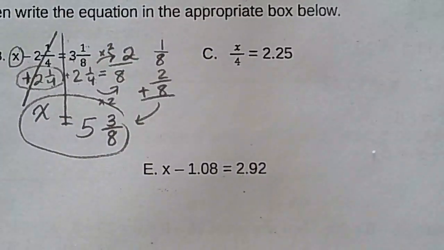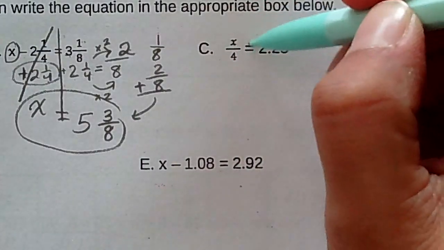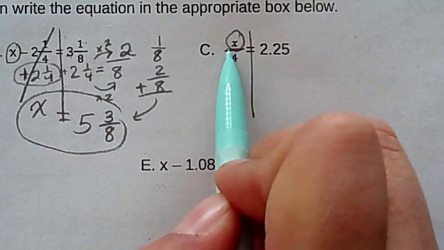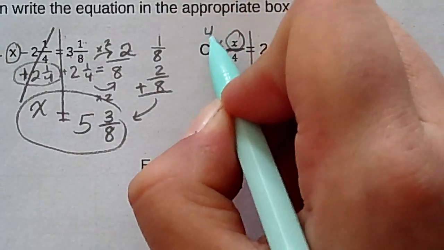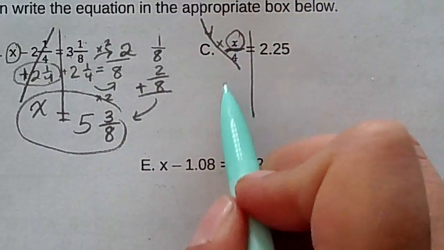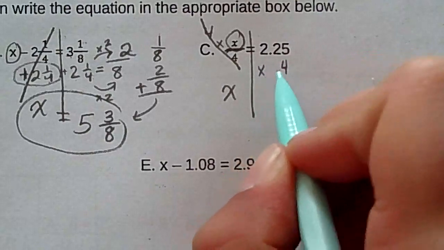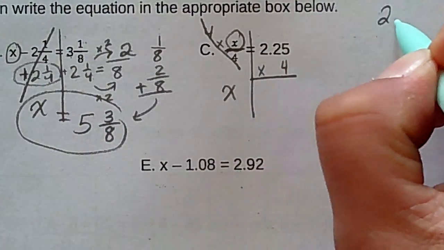C, x over 4. So remember, this line means divide. Draw my line, circle my variable. If this is division, I have to do the inverse, which is multiplication. So times 4 cancels out. I'm left with x. Multiply by 4 on the other side. I'm going to do it over here so I have more space.